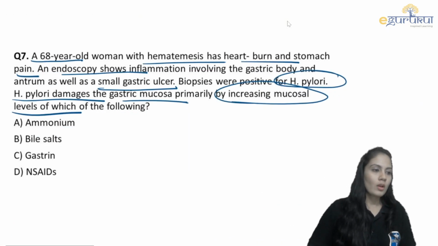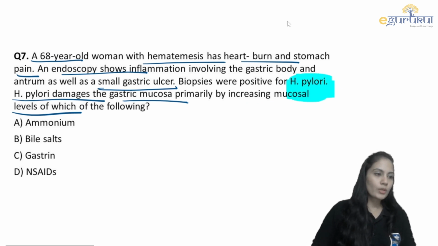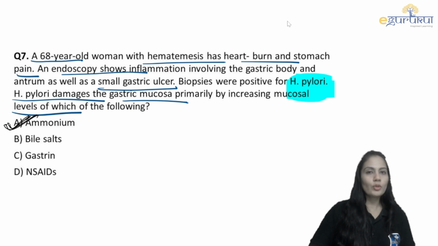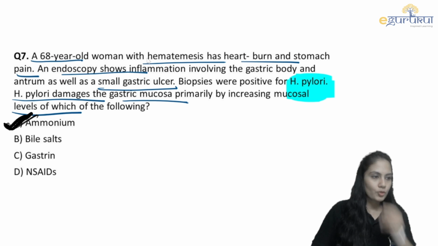Okay, so what is the answer over here? With H. pylori, they already gave the hint. What is it going to increase? It is going to increase the ammonium. So the answer over here is option A.